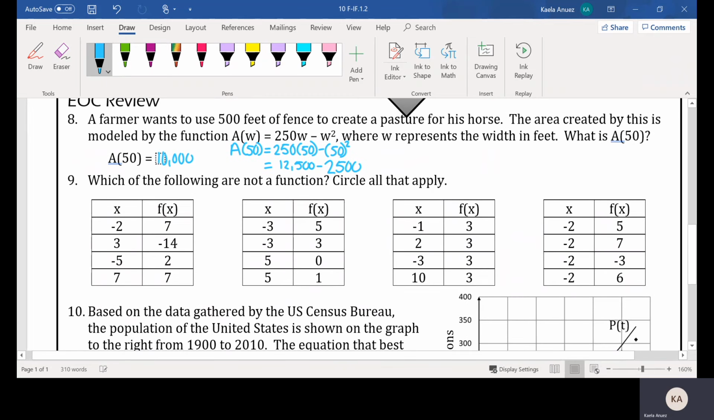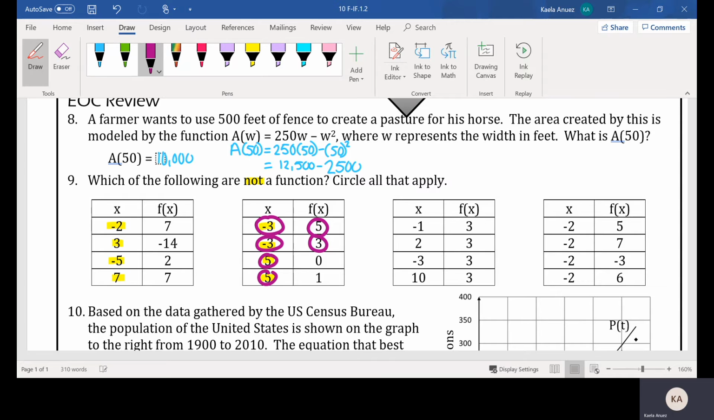Number 9, which of the following are not a function? Circle all that apply. So looking at number 9, we have x values of -2, 3, -5, and 7. We have different x values, so this would be a function. Our next table gives us x values of -3, -3, +5, +5. So when x is -3, we have a 5 for y. When x is -3, we have a +3. We have two of the same x values, which is -3 and 5, so this would not be a function.